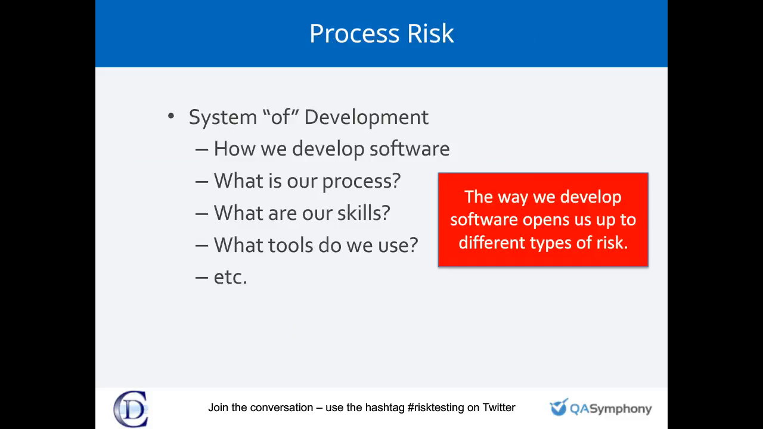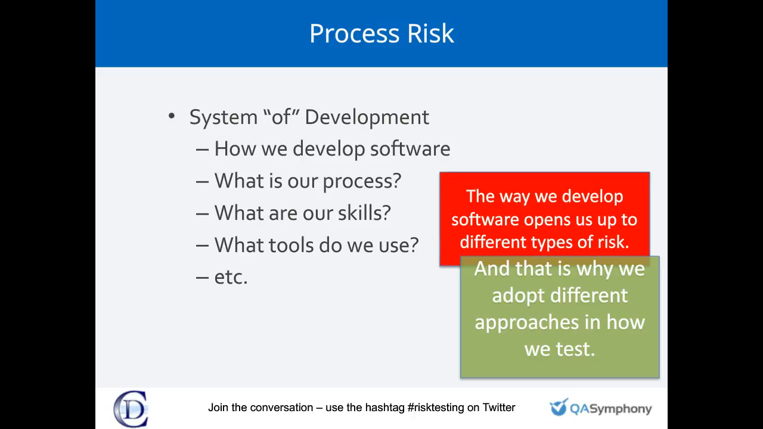So I talk a lot about models and I talk a lot about systems. So we know that we've got the system under test, the thing that we are testing. I also think we've got a system of development, the way that we develop software, how we do it, what processes we use, what tools we use, what skills we've got. All of this, when we model it, becomes a system of development. And the way that we develop the software opens us up to different types of risk, and that is why we adopt different approaches in how we test. We use the risks inherent in our process to adapt or define our test process.